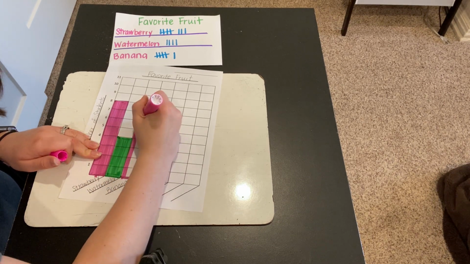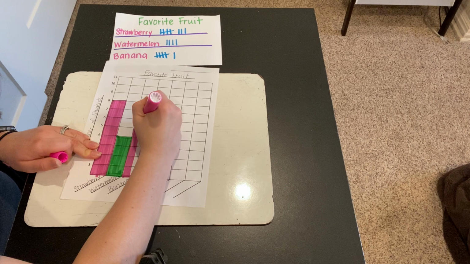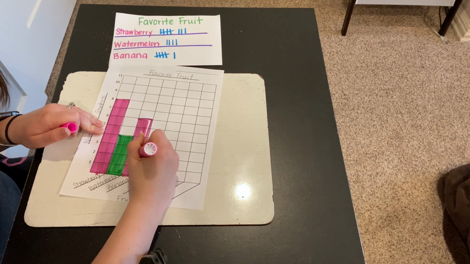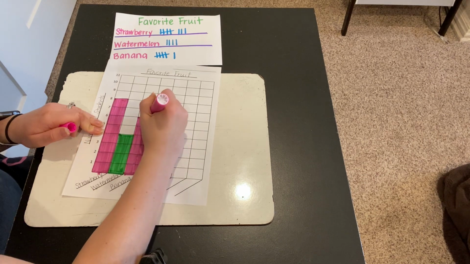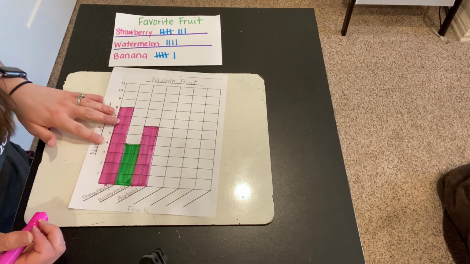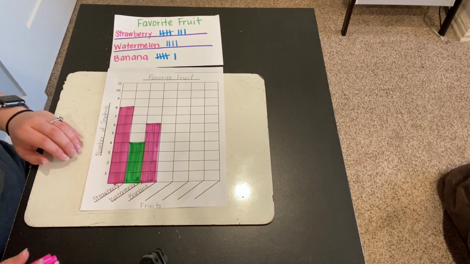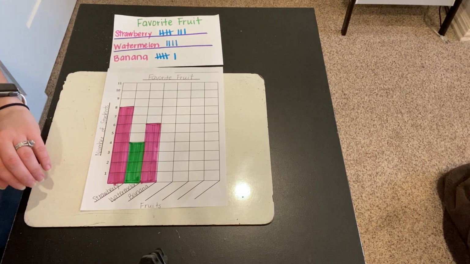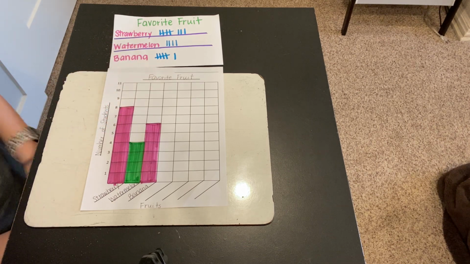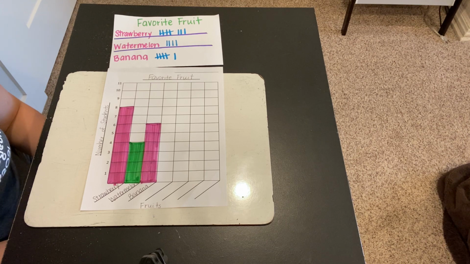So this is called a bar graph because these are called bars. See how they kind of look like a bar? That's why it's called a bar graph, because it's in the shape of bars. Okay, so looking at my graph, I'm going to ask you a few questions now about it before we do one more for today. Looking at my graph, which fruit was chosen the most?